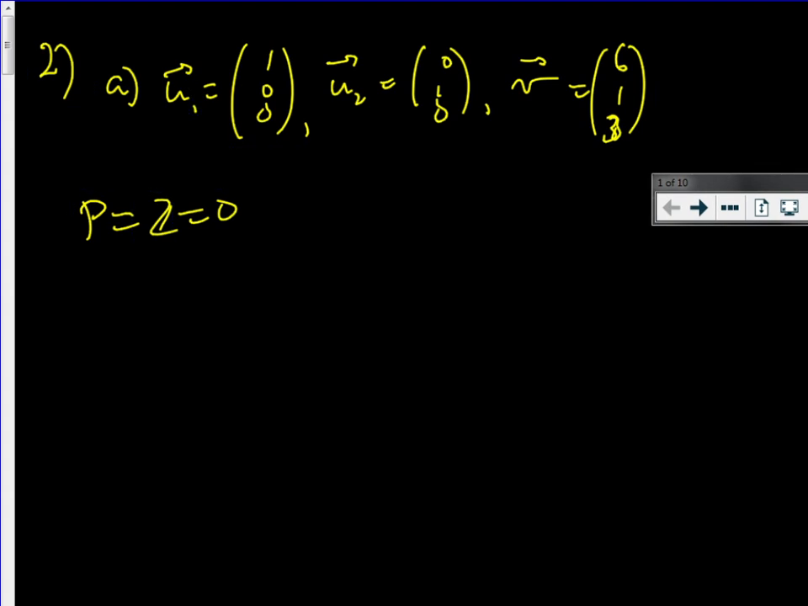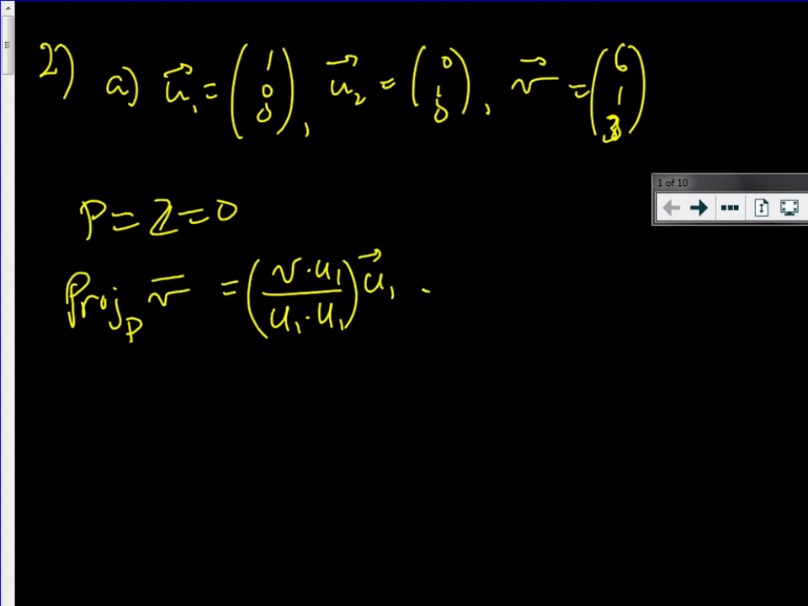Now they want us in Part A to compute the projection of vector v onto P. Well, the projection of vector v onto the plane by definition is v dot u1 over u1 dot u1, that's a scalar, times the vector u1, plus v dot u2 over u2 dot u2 times the vector u2.